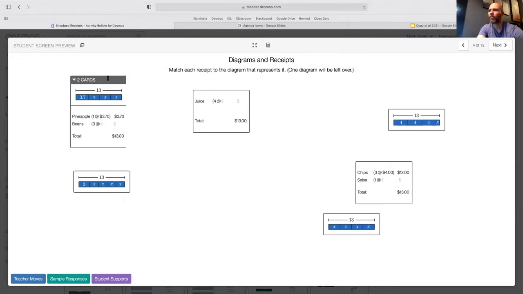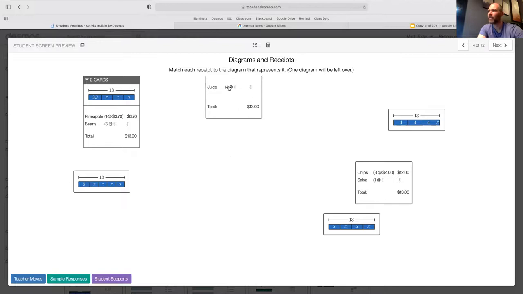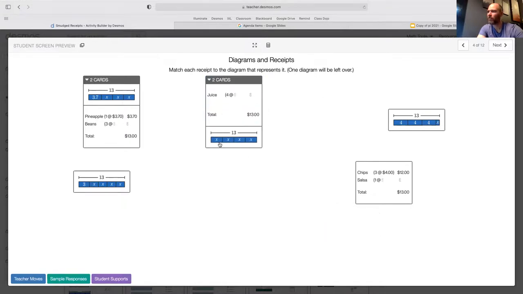This has three unknown things in the receipt. So those are the three x's. It has one thing for $3.70, and the whole thing costs $13. Next, let's look at this one. I've got to find a tape diagram where there's four unknown priced things, nothing else, and the whole thing's supposed to add up to $13. I think that's this one down here, right? Four unknown priced things, total $13.